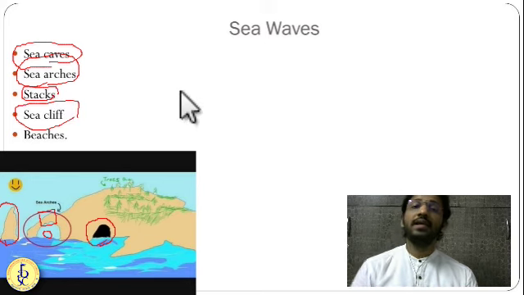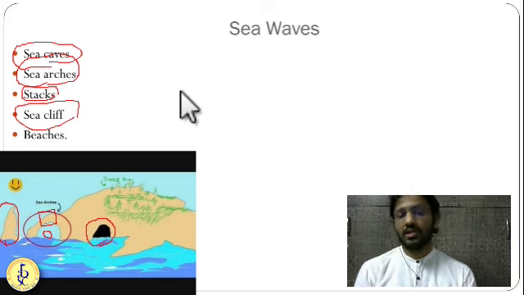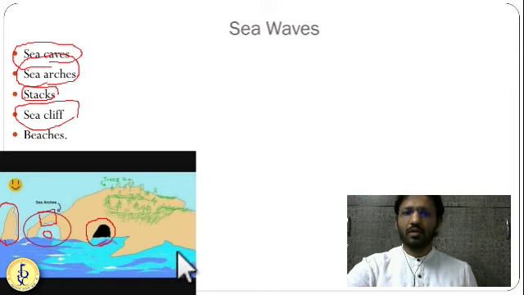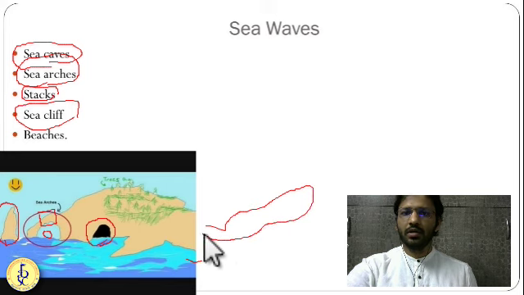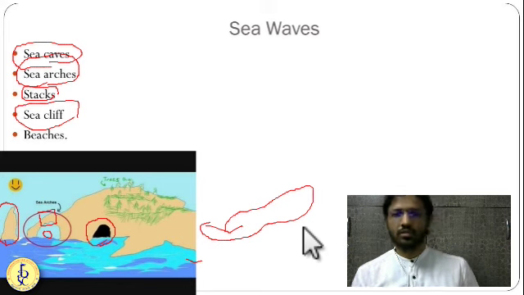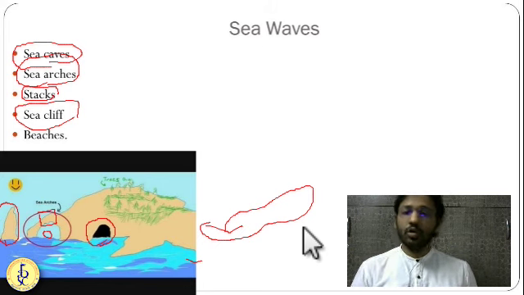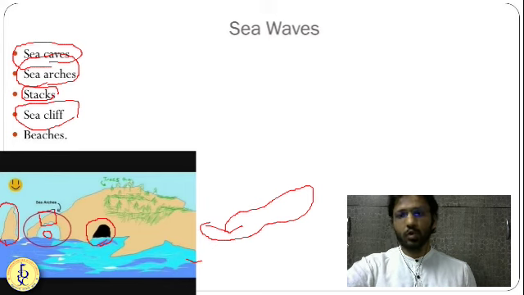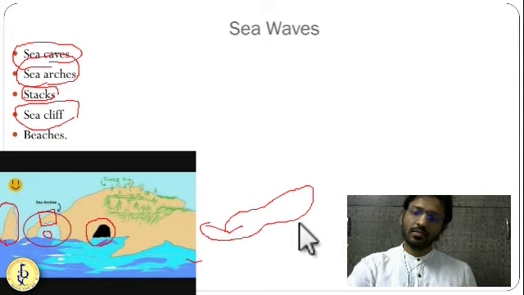Getting it? So these are the erosional features of the sea waves. Further, whatever material that sea waves have eroded, it will deposit somewhere on the back side or somewhere on this side. So this will create a beautiful beach. So beaches are the sandy beaches, shingle beaches, so many types of beaches are there. So this is how sea beaches are formed because of the sea waves.